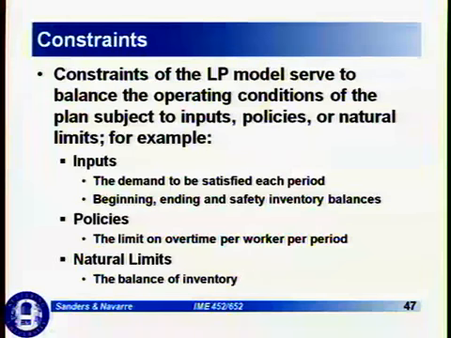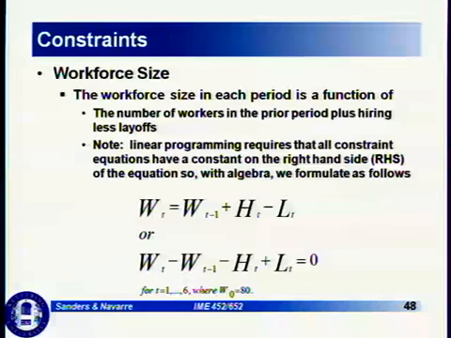Okay, constraints of the linear programming model serve to balance the operating conditions of the plans subject to the inputs, the policies of the company, or natural limits. So inputs could be the demand satisfied for each period, of course, the beginning and ending and any safety inventory balances. The policies would be the limit on overtime per worker per period, and natural limits like the balance of inventory is a natural calculation. The balance of the workforce is a natural calculation of that balance. The workforce size in each period is a function of the number of workers in the prior period plus the hiring and less the layoffs.